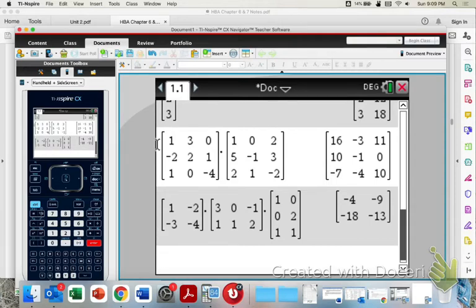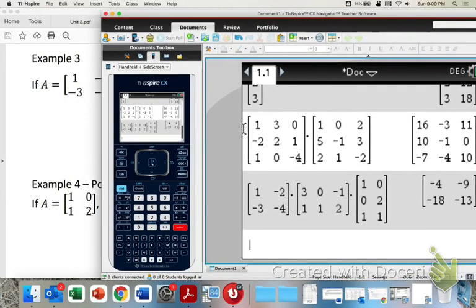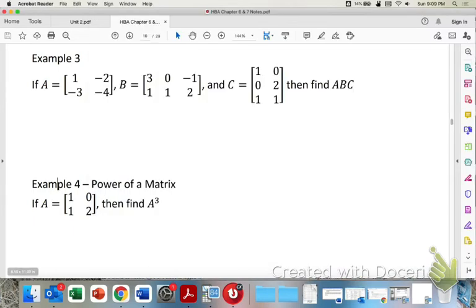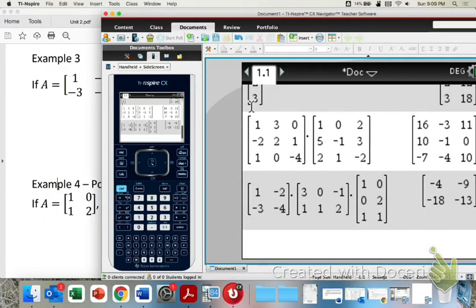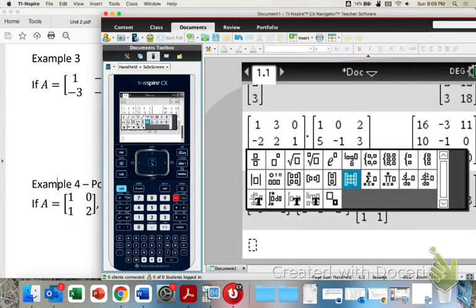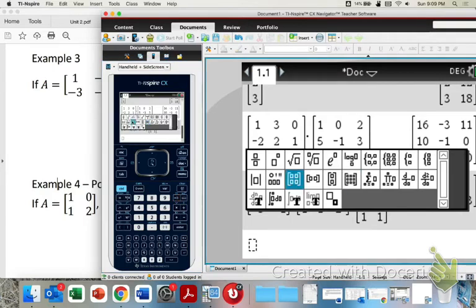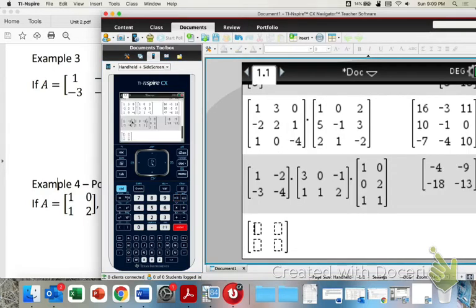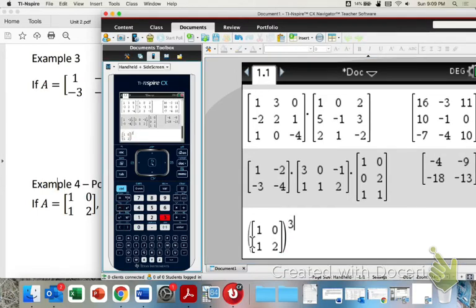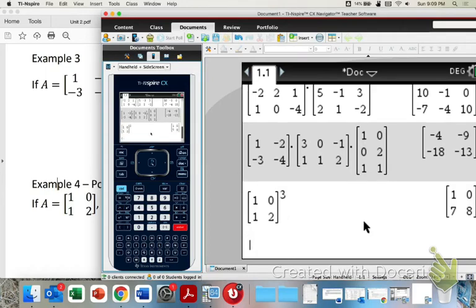Last but not least, this means you can do powers of matrices. So it tells us that A is a 2 by 2 and find A cubed. Since A is the same size, you can multiply it by itself any number of times. So this you could either do by typing in a 2 by 2 matrix and saying multiply by itself 3 times, or you can actually use the exponents in your calculator and take this entire matrix to the 3rd power, and it will spit out A cubed.